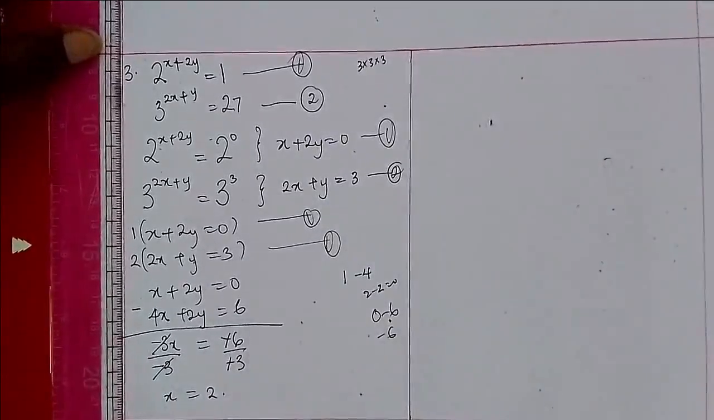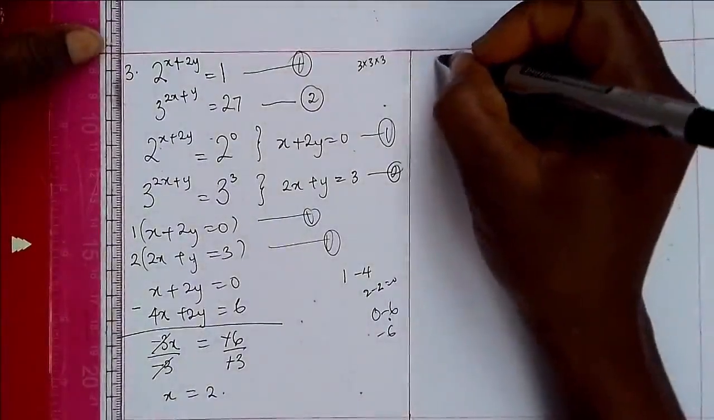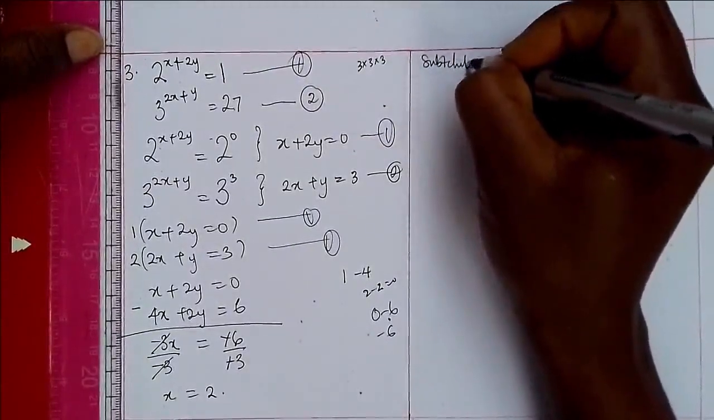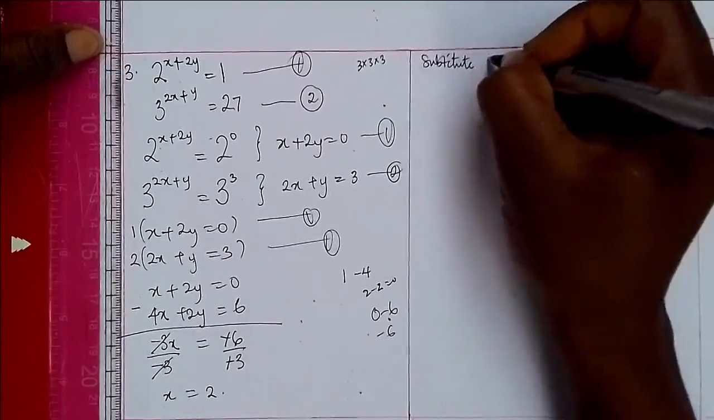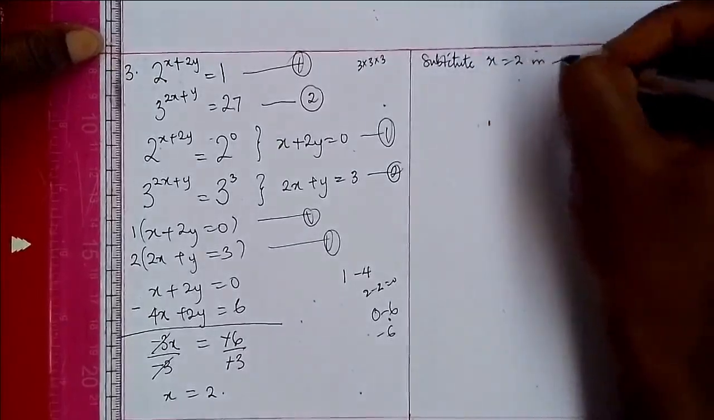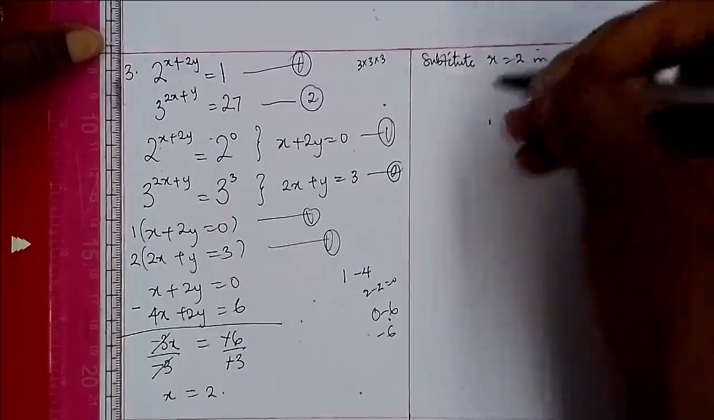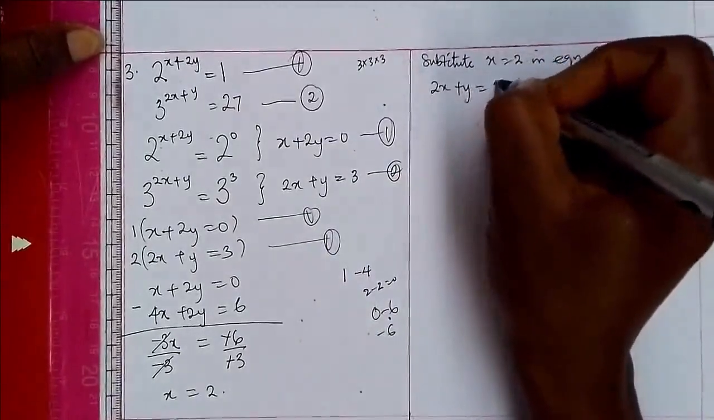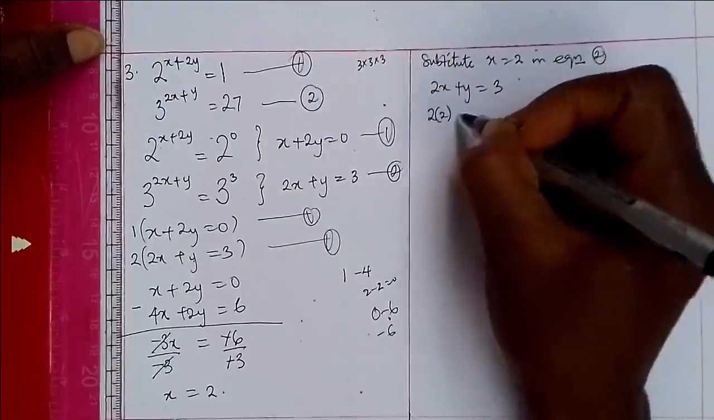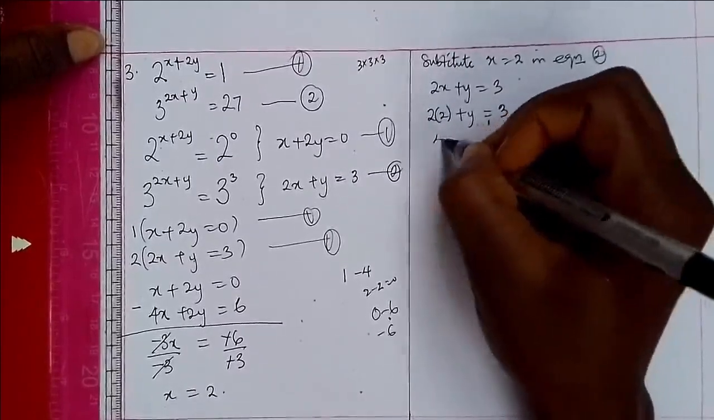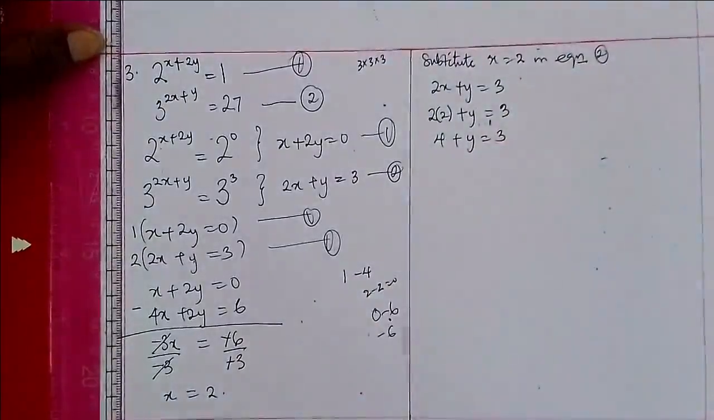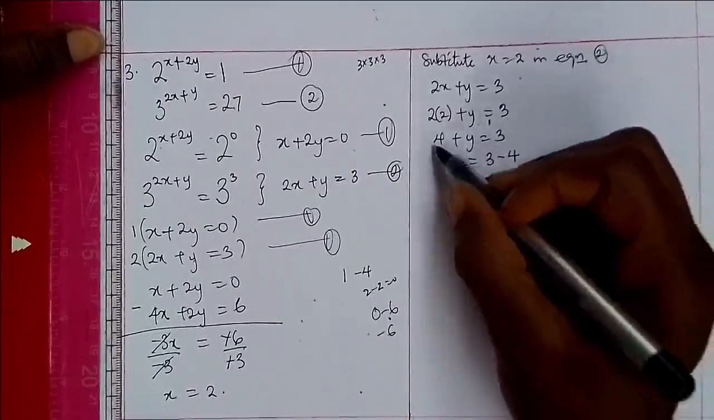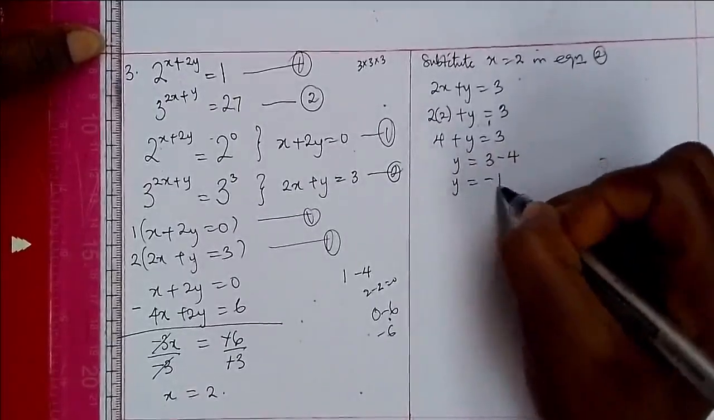Now that we have x, let's find y. We substitute x equal to 2 in equation 2. Let me use equation 2 this time. Our equation 2, recall, is 2x plus y is equal to 3. And our x is 2, so 4 plus y is equal to 3. y will now be equal to 3 minus 4. 4 moves over, so y is equal to minus 1.